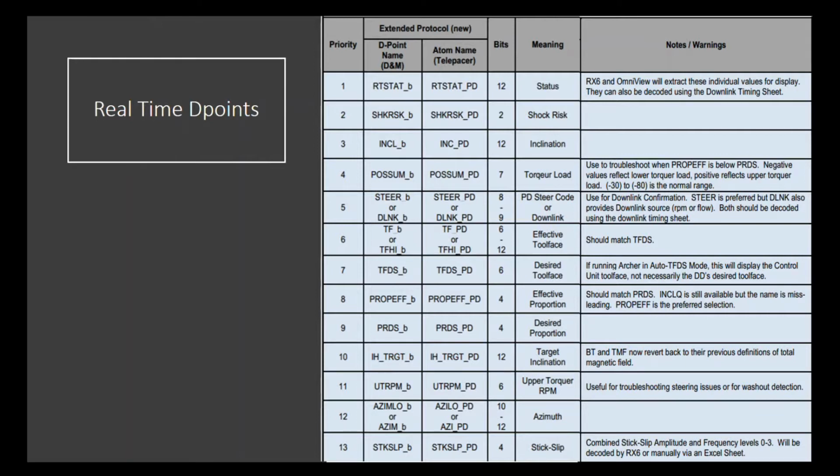Next is your azimuth. This is your real-time azimuth measurement. And the last is your stick slip. So this will be in frequency levels of 0 to 3. And for the RX6, you'll have to calculate this manually in an Excel sheet.